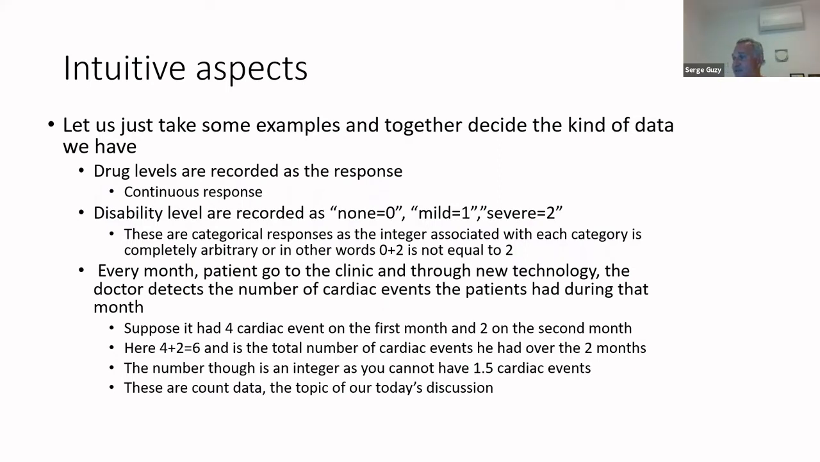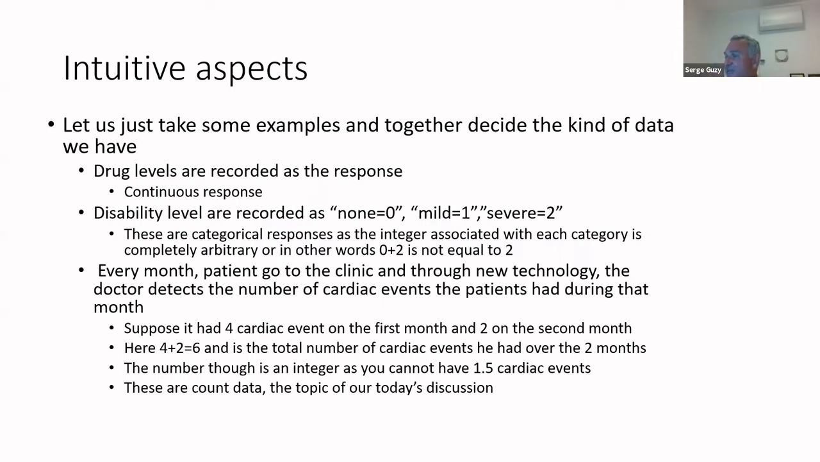Then the total number of cardiac events is 6 over the 2 months. The number is an integer because you cannot have 1.5 cardiac events. You can have an average of 1.5 cardiac events, but every time that you have an observation, it should be a positive integer or 0, but never negative. Then this is called count data. And that's the topic of our discussion today, second part.